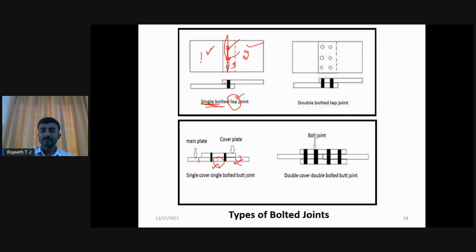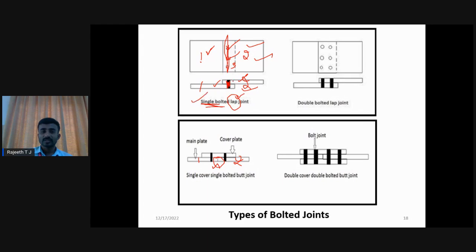So these bolts are used here. Okay, this is one view. This is one more view, the cross-sectional view. If you go for the cross-section, this is your plate number 1, and this is your plate number 2. We have kept plate number 2 above plate number 1 and they are connected using the bolts.